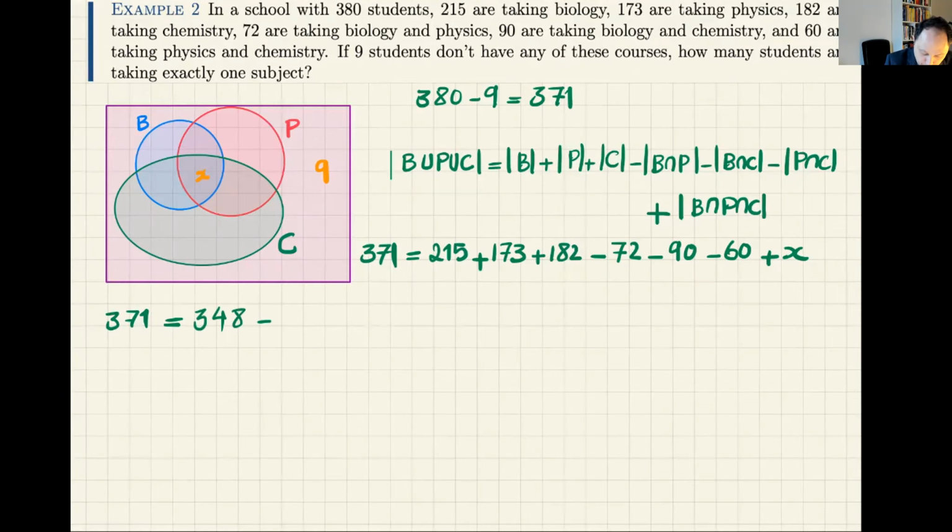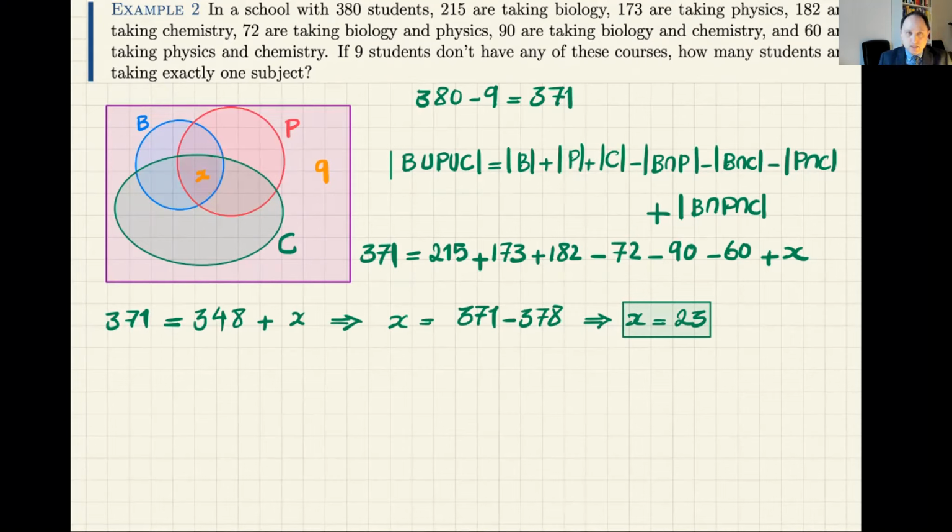And then, of course, I have an x at the end. But then if I want to find my x, I move this number to the left-hand side. So it becomes 371 minus 348. And this means that, okay, x is 23. So you see, this information helped me to find the number of students in the intersection of all these sets.